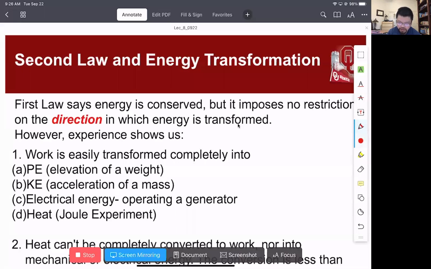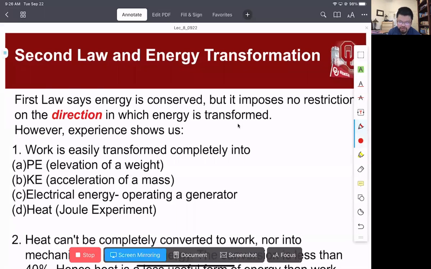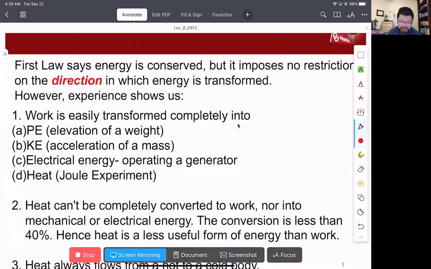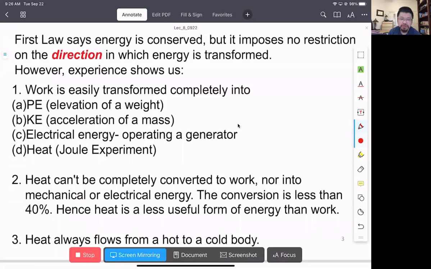So anyway, if we look at the first law as I have on this slide, the first law says energy is conserved, but we have no idea what would be the direction, right? If I'm going to have work and heat, what would be the flow? Is it always work and heat into the system, or we are going to have the interchange between work and heat? Nevertheless, we have the following observation from our daily life.